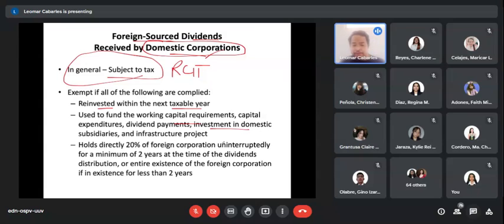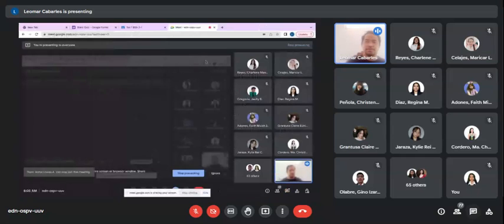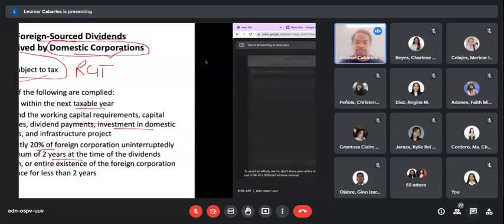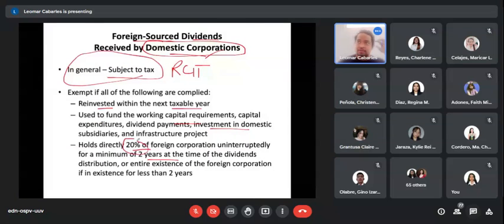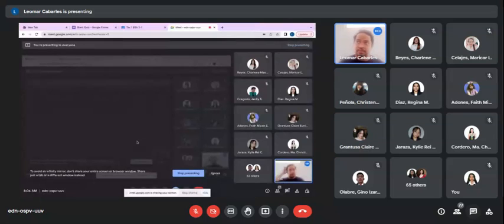And domestic corporation holds 20% dun sa foreign corp na yun. So hindi siya interrupted, no? For a minimum of 2 years. Okay? Pero siguro sa example ko sa inyo, class, si Jollibee may investment kay Apple. Definitely, kung foreign source yan, subject yan to RCEP, hindi yun ma-exempt. Kasi unlikely that Jollibee will be holding 20% kay Apple. Apple is too big for Jollibee, no?